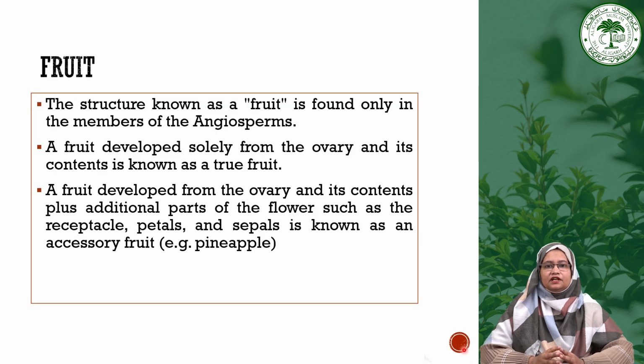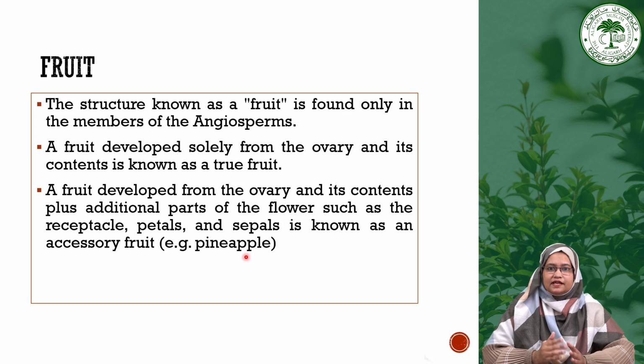First of all, starting with the fruit. So what are the fruits? Fruits are found only in the angiosperms, and they are developed from the ovary and its content, which is known as the true fruit. Inside the ovary there is the presence of ovule that is converted into the seeds. A fruit developed from the ovary and its content plus additional parts such as the receptacle, petals and sepals is known as the accessory fruit, as in the case of pineapple.